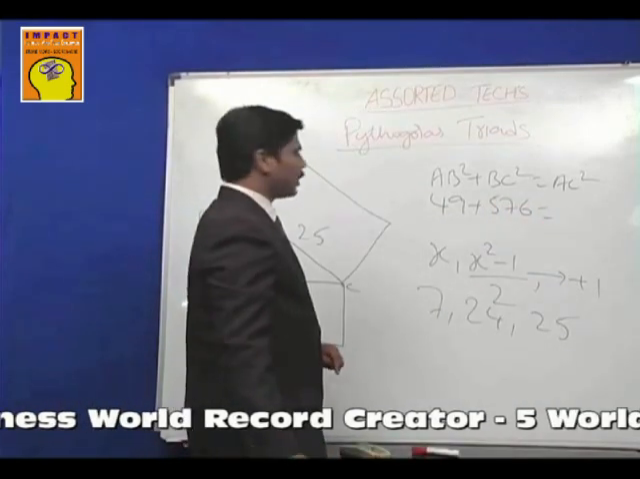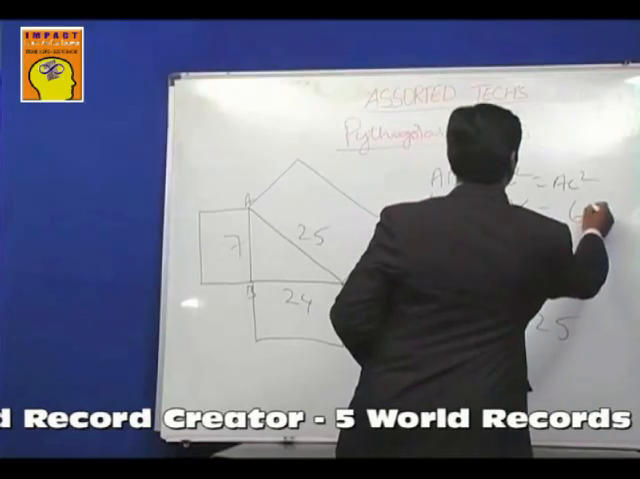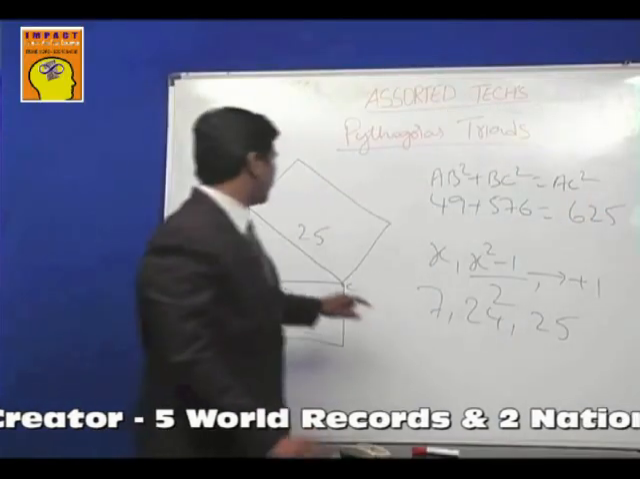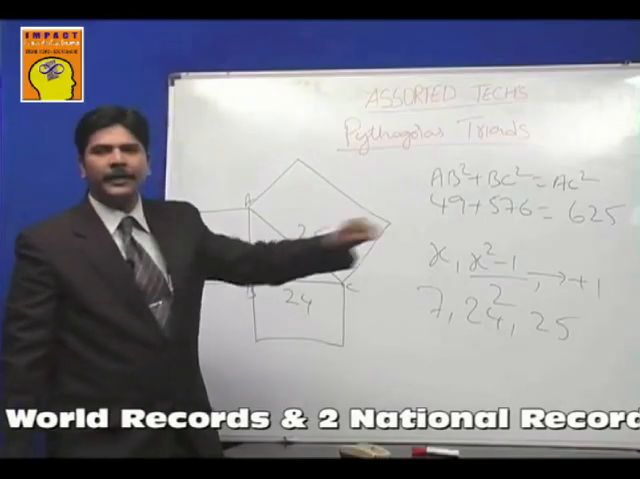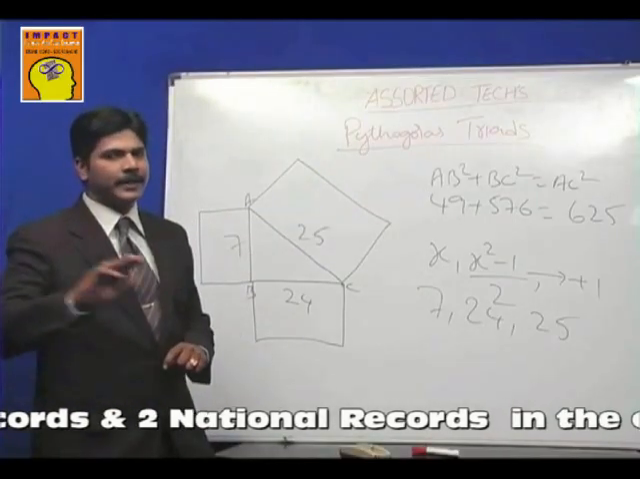Add this both. How much you must get? You must get 625. Now check out whether 25 square is 625. Yes. So the triads are correct.